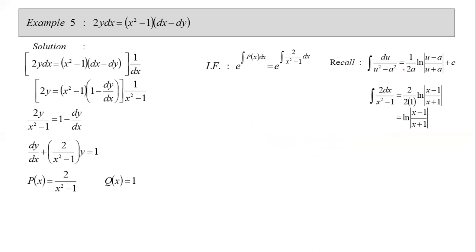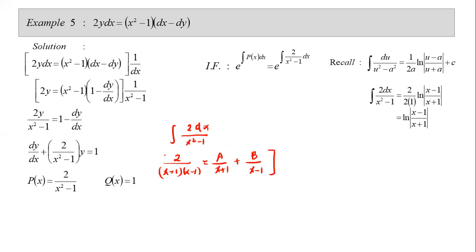Now, if you cannot recall this formula, you can integrate 2 all over x squared minus 1 by partial fraction. So we shall integrate that 2 dx all over x squared minus 1. So we shall decompose this into partial fraction of the form 2 all over x plus 1, x minus 1 equals a over x plus 1, since the denominator contains linear factors of the form x plus 1, non-repeated, plus b all over the second linear factor, that's x minus 1, also non-repeated.